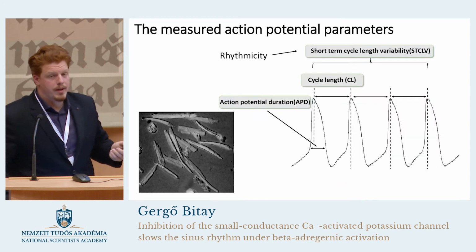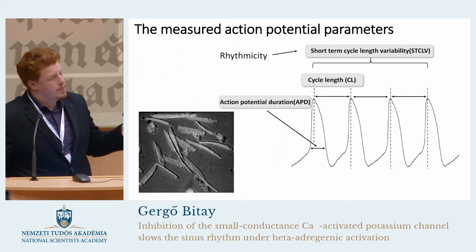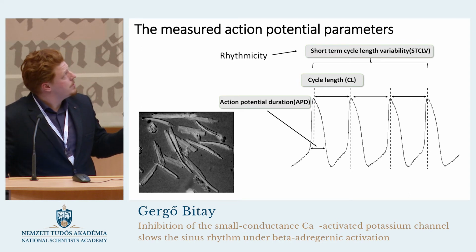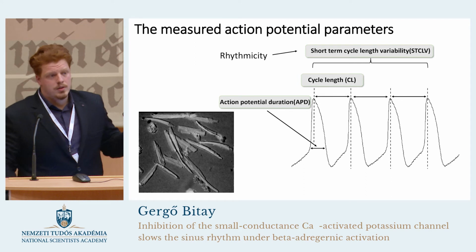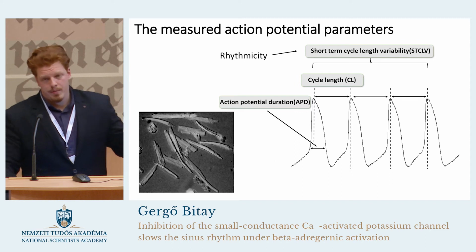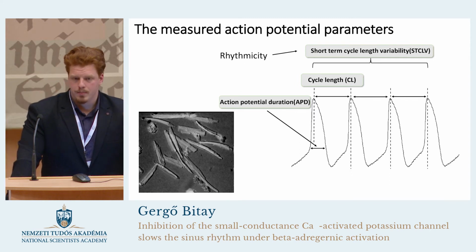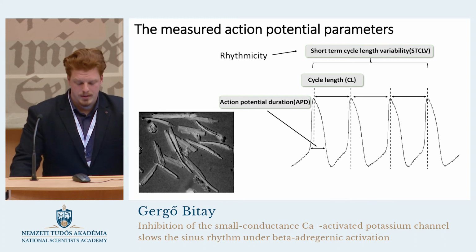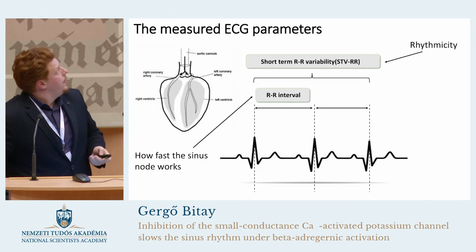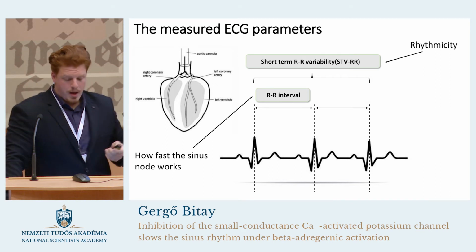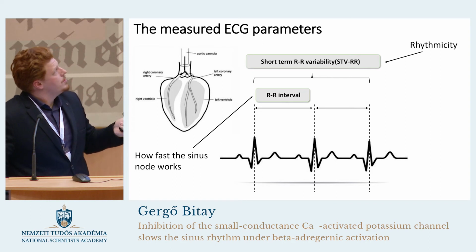In the action potential measurements, we measure the cycle length, from which we can calculate the frequency in which a cell is contracting, the action potential duration, so how wide the action potential is, and the cycle length variability, which is basically the rhythmicity. If the variability is small, then the contractions are smooth. If the variability is large, then it's not that rhythmic. And in the ECG measurements, we measure the RR intervals, which is similar to the cycle length. So from this we can calculate the frequency, for example, if you want to, and the short-term variability, which is of course the rhythmicity again.